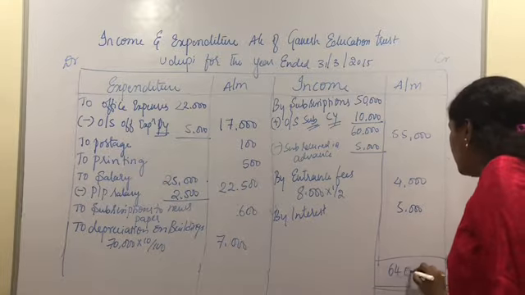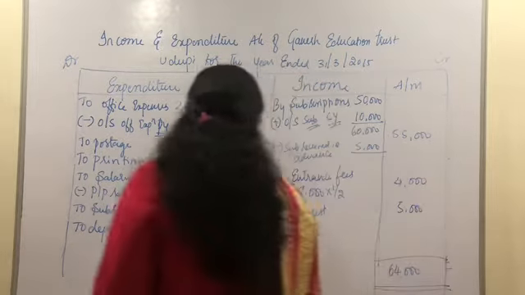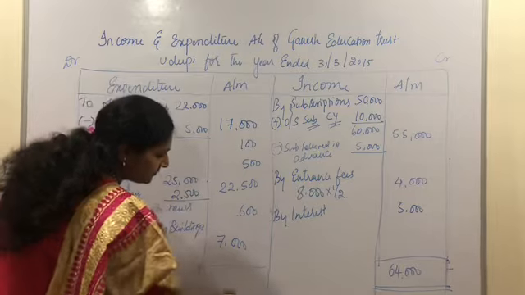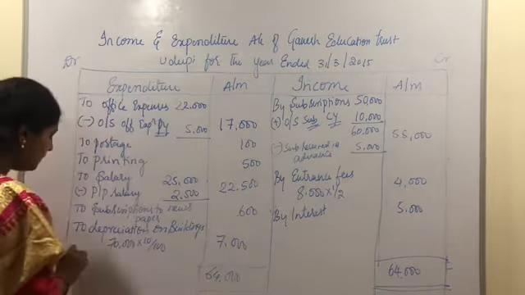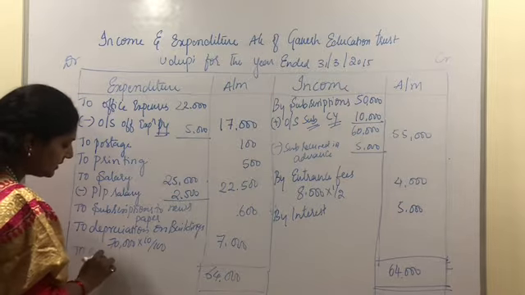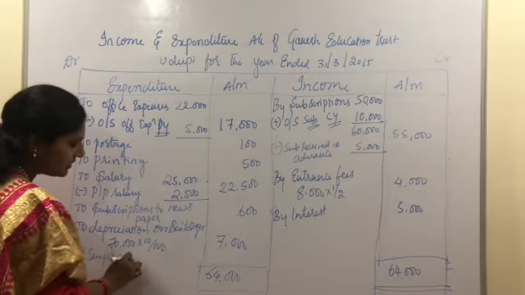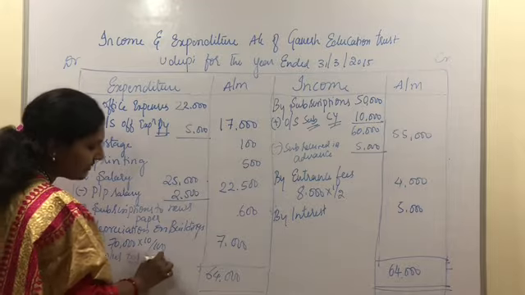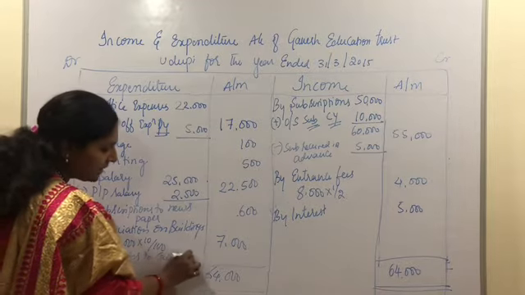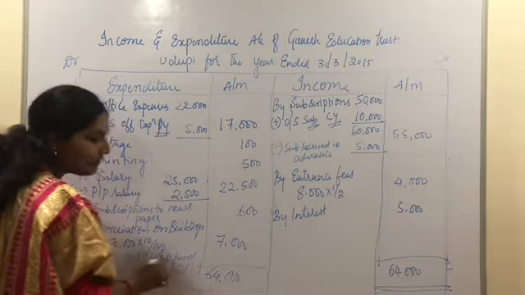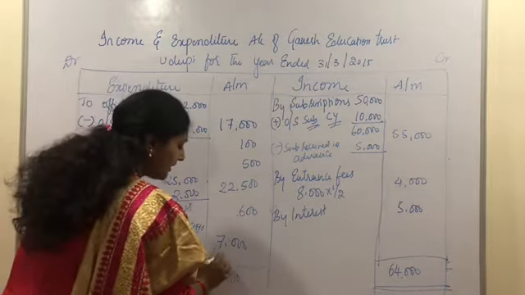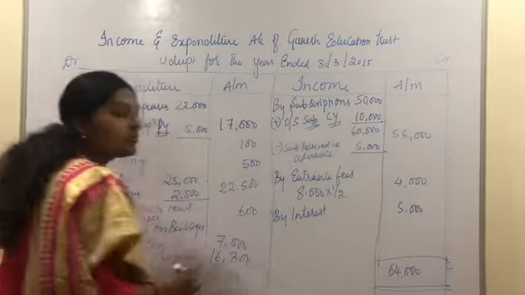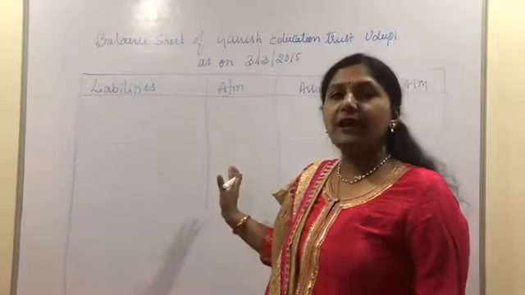64,000 is the total. The same total we need to write on the other side also. 64,000, and the difference amount we need to call as surplus. To surplus, transfer to capital fund. If you want, you can mention within the bracket as difference, and the surplus according to the calculation is 16,300. Now the format of balance sheet is ready.